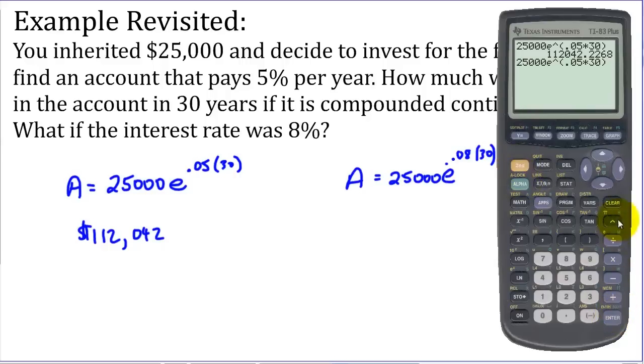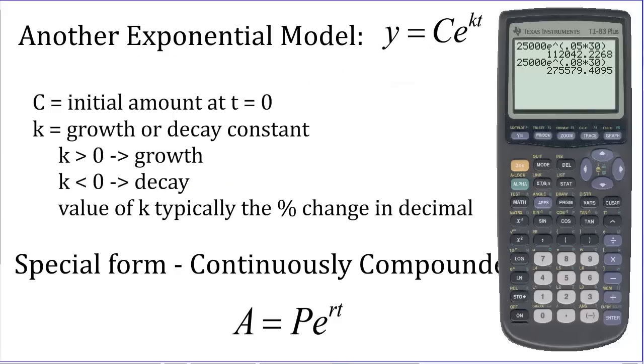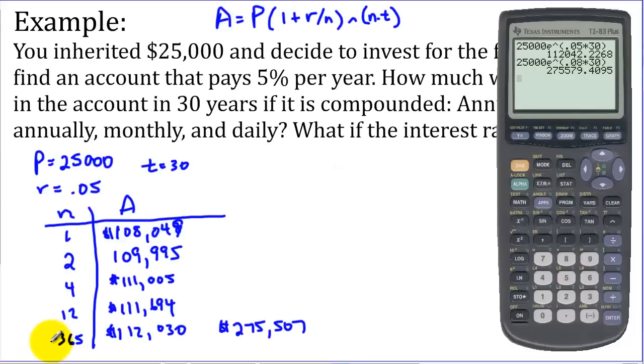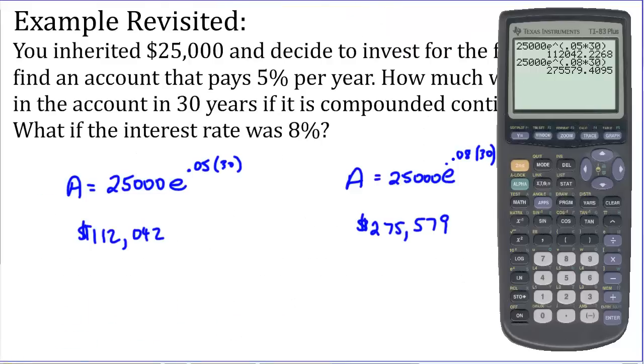Second enter, remember, to edit your amount. And we get $275,579. Now let's go back and compare that to using the previous compound interest. So let's look back at when we did it, say, daily. We got $112,030 and $275,507. And we can see here when we compound continuously, we get still a little bit more.